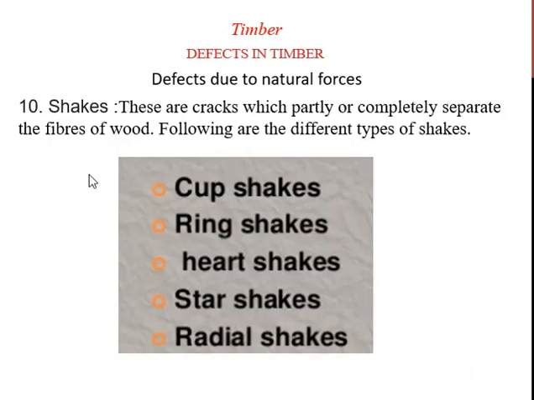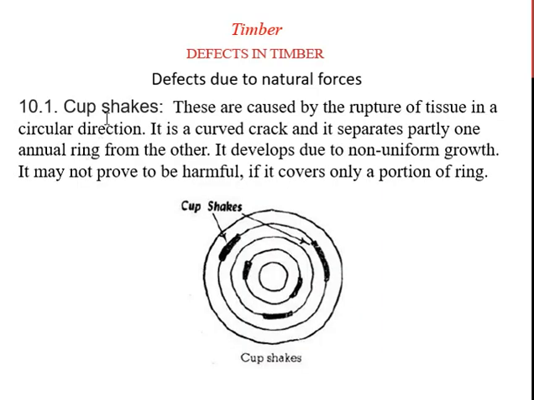The next type of defect is known as shakes, which are cracks that appear on the fibers of the wood, and these are the following 5 types of defects. First is the cup shake. If such a defect is seen on the cross section of the timber, when there is rupture of the tissue in a circular direction, as you can see from this diagram, then it is known as cup shake.